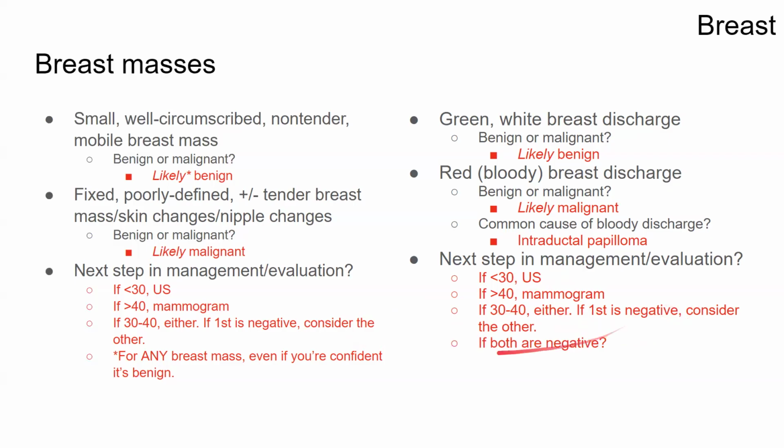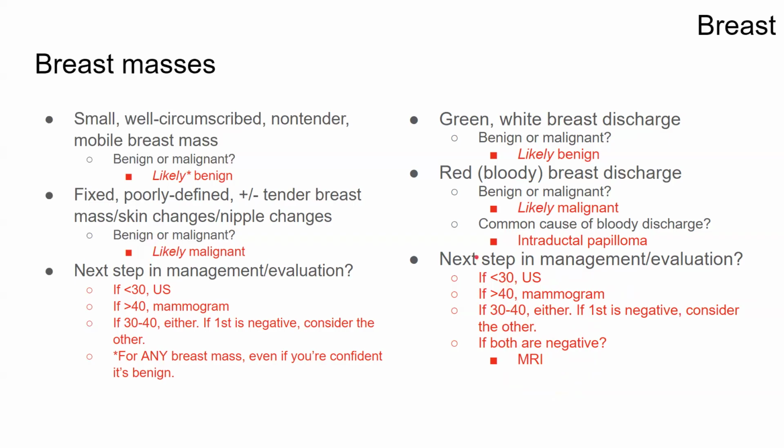You might also see, for example, that you get both an ultrasound and a mammogram, and they're both negative, but they still have bloody discharge. You want to get an MRI, because that's the next step if both of these are negative. And this is the algorithm: if you're concerned for malignancy with bloody breast discharge, you would want to get this sort of evaluation.